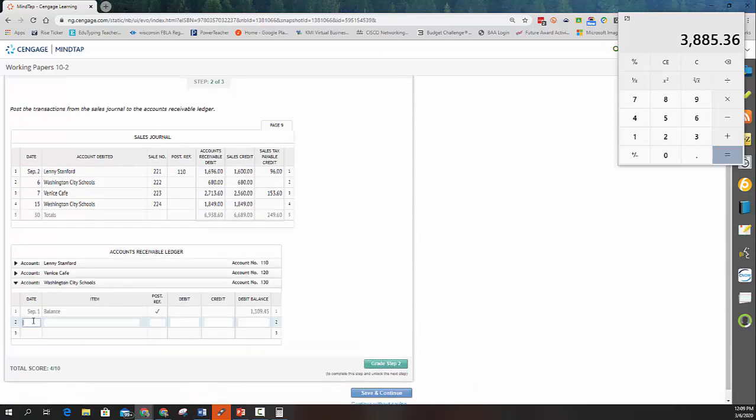I'm going to do the same thing for Washington School. Put the date of the 6th. Nothing in the item column. Post reference is S9, Sales Journal 9. I'm debiting it $680. Previously had a balance of $1,509.45. Add $680 to that. My updated balance is $2,189.45. Account number 130 goes back up on top to get me back to my sales journal.